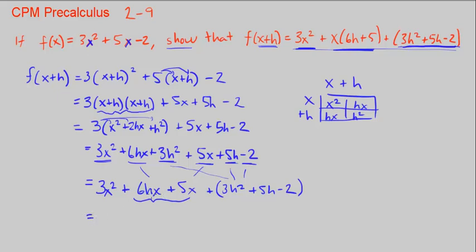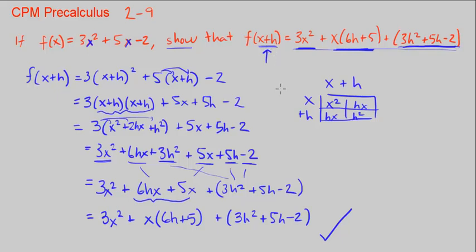Well, if you look closely, both of these terms have an x, right? So I can factor out an x, and if I divide x into this term, I'm left with just 6h. And if I divide x into 5x, I just have 5. So if we factor out an x, it's going to look just like this. So let's copy down this term and this term with our parentheses. And now these match exactly, and we have shown that if our input is x plus h, we get this as our output. So this ends CPM Precalculus Chapter 2, Number 9.